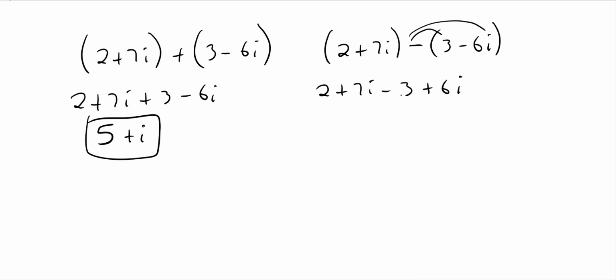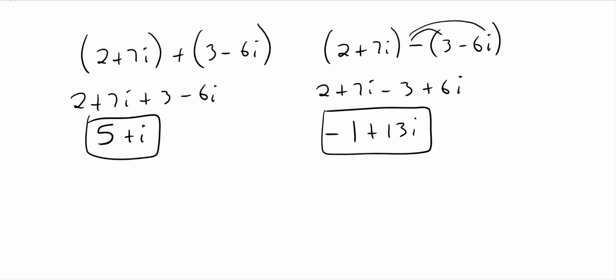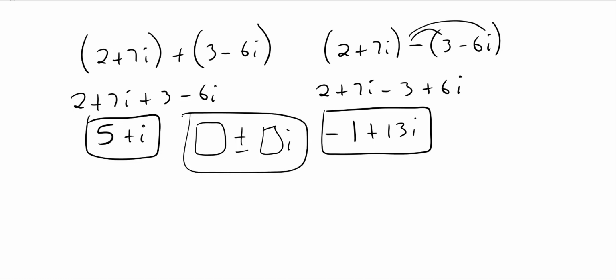2 minus 3 is negative 1. 7i plus 6i is 13i. And that's the answer. And guys, usually the i is at the end. So it's usually some number plus or minus some number with i. Okay, that's what we call standard form. It's usually in that order. Okay? So let me just do one of each of these again. Again, it's really pretty easy to do.